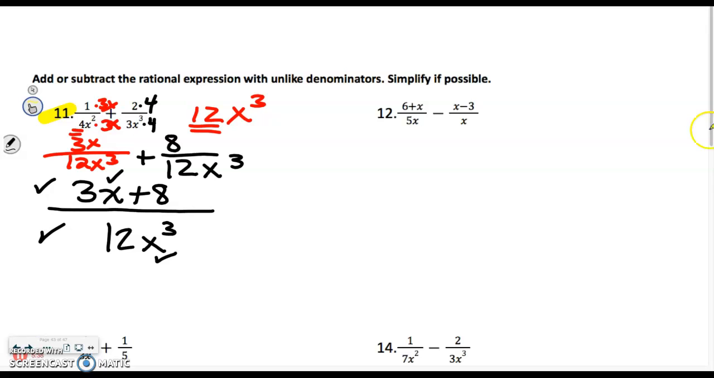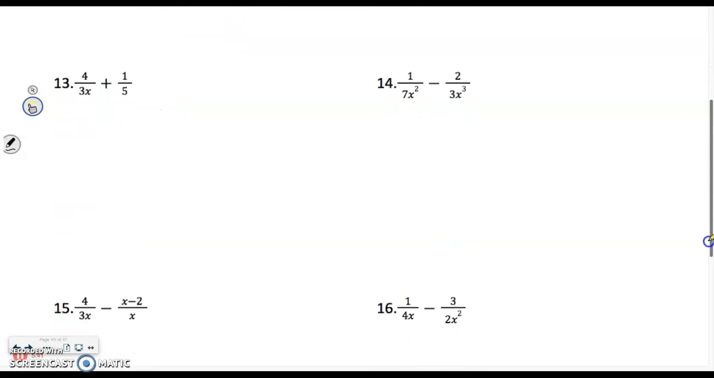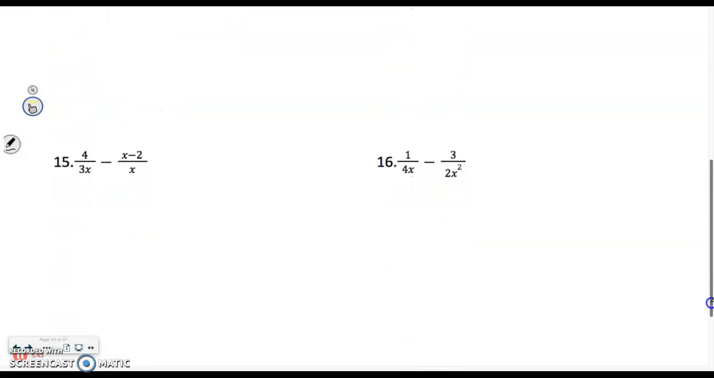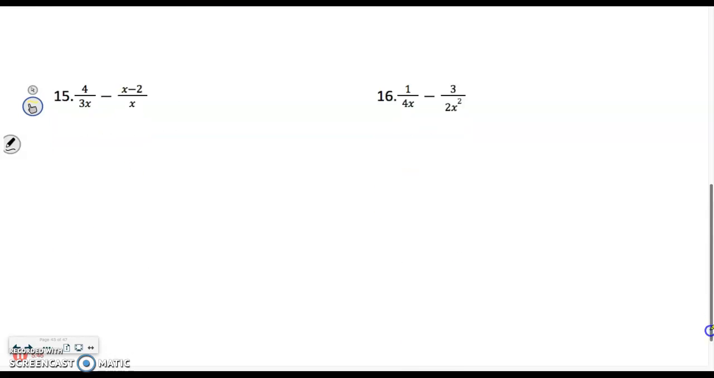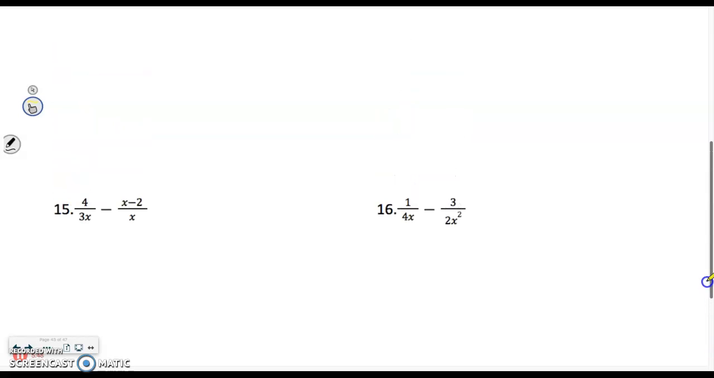So let's do one more of those. I wanted to keep this under 10 minutes, which it will be. Let's go down to a little more complicated one. Maybe number 16. The very last one here.